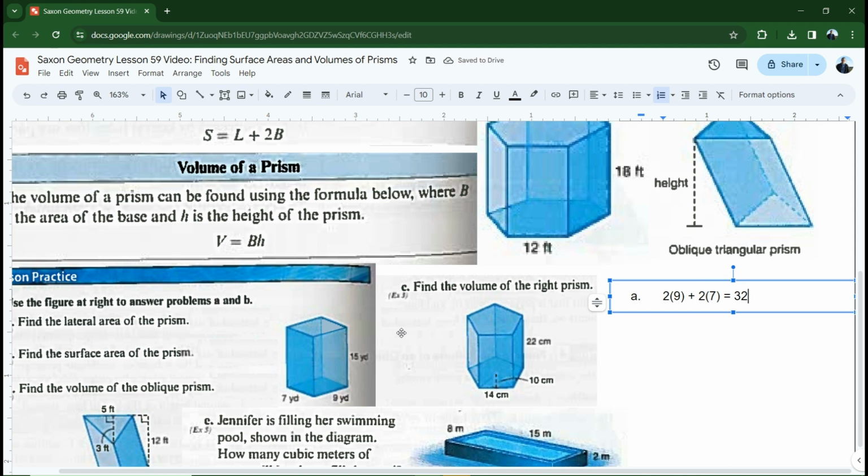Okay. Now I have a perimeter that's equal to 32. In this case, it's yards. I'm just going to put a P there. So remember, we're dealing with perimeter. And so we've got 32 yards.